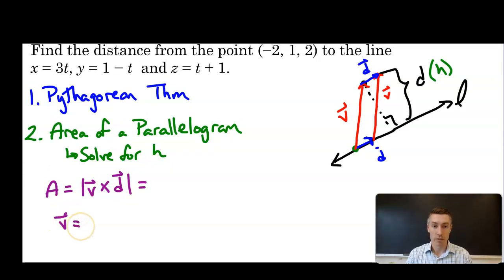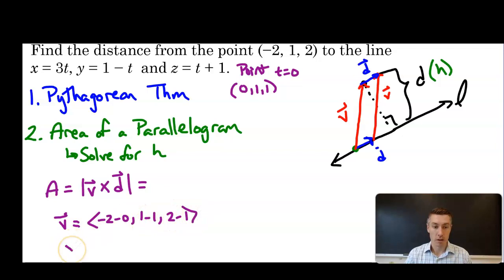So vector v, a point on the line here, would be 0, 1, 1 if t equals 0. Then we have our other point, negative 2, 1, 2. So we'll go from the point on the line to this point, which is the terminal point: negative 2 minus 0, 1 minus 1, and 2 minus 1. So vector v is negative 2, 0, 1.